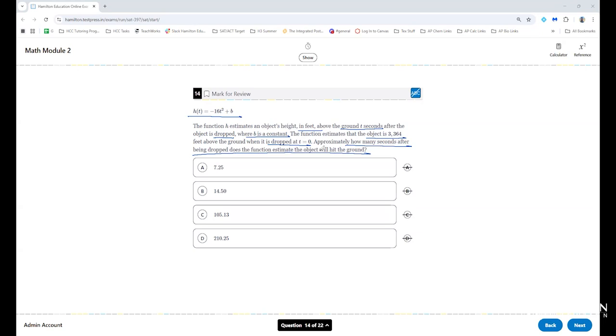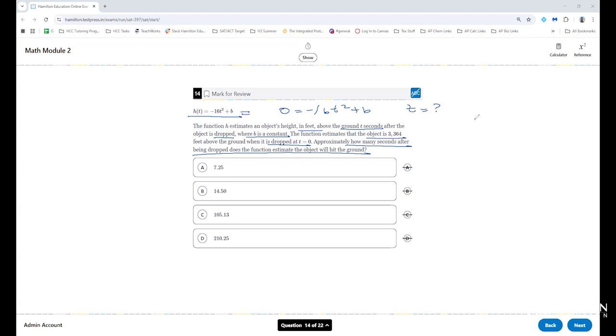So when the object hits the ground, they're telling you a value for h, and that is that the h is going to be 0 because we're measuring the height from the ground. So once you know that trick, it's pretty quick. So we know that the height is going to be 0, then negative 16 t squared plus b, and we're trying to solve for t. So that is what we need to do.